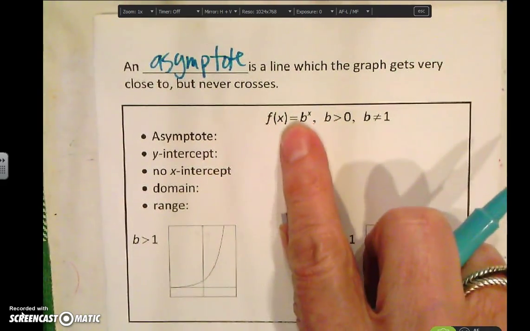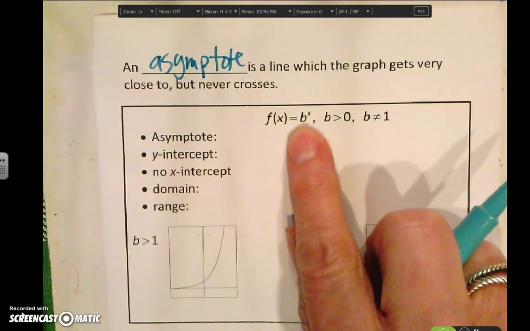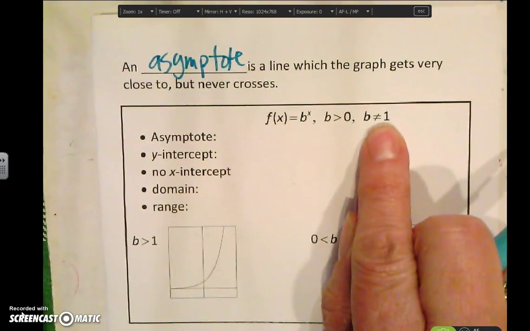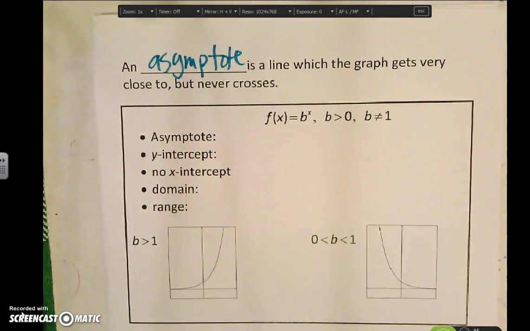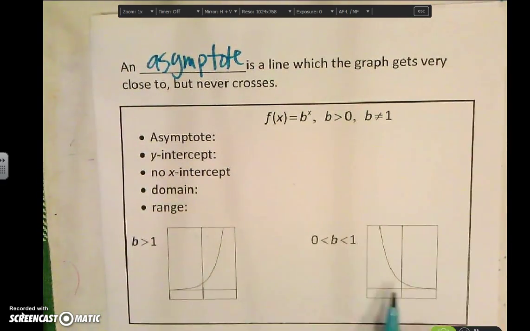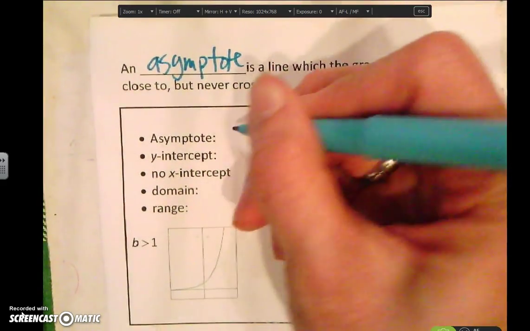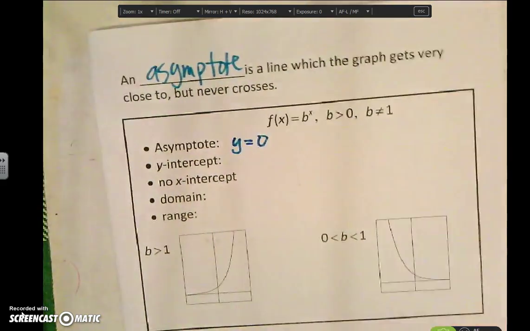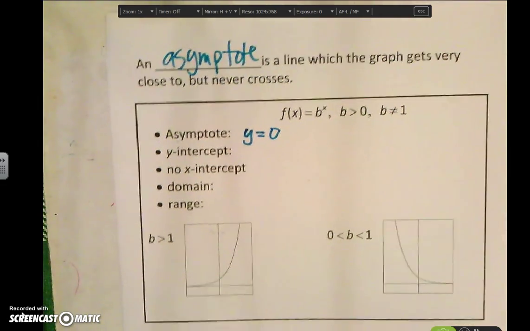So again, here is the very simple equation that we just graphed. I have b to the x. B is called the base. It's going to be positive, so it's going to be bigger than 0, and it can't be equal to 1. B is always a number, and those things are true. So the asymptote for both of these graphs, you can see it scoots along the x-axis. So that's a horizontal line, so I'm going to have y is equal to, and then that line is at 0. So the asymptote for both of these is going to be y equals 0.